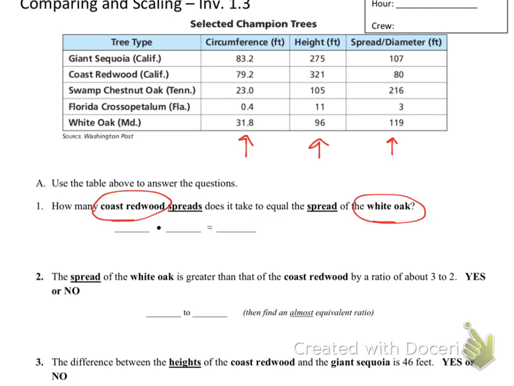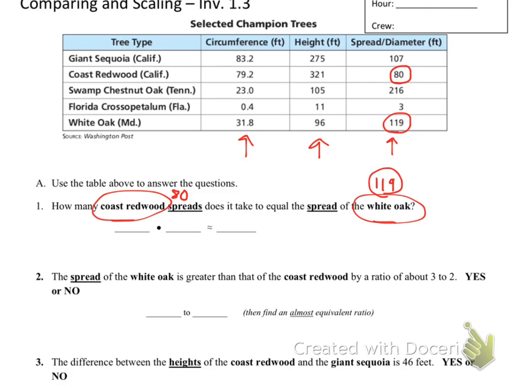Now the spread of the coast redwood is what? The spread of the coast redwood is 80 feet. So I'm going to put the 80 right here above the coast redwood, kind of as like a little note to myself that that is the coast redwood spread. And now I want to know the spread of the white oak. The spread of the white oak is 119. Now 119 is a lot bigger than 80. And I'm comparing the coast redwood to the white oak.